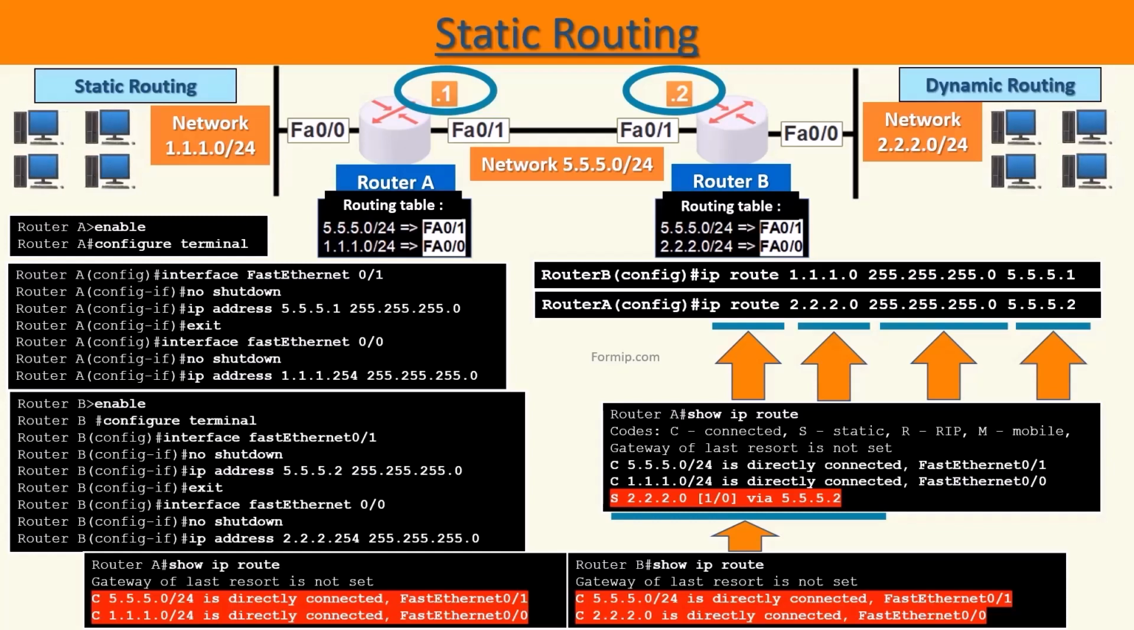Every time an IP packet arrives on a router, it checks its routing table to see if it knows the destination network. If so, it will transmit the IP packet, and if it has no idea, then the packet will be deleted. We can also say that the packet will be dropped.